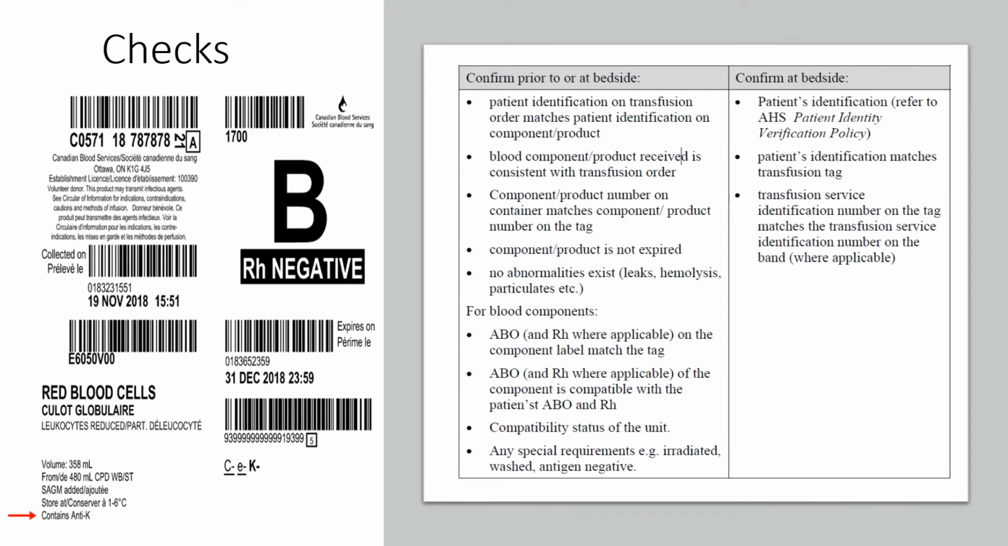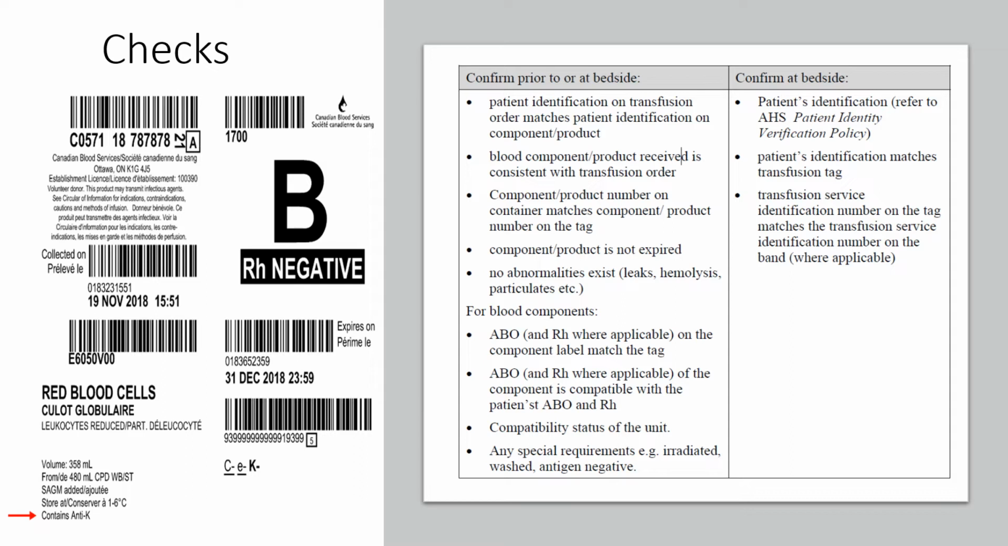Next, there are some checks that you need to do with the 2 healthcare providers. This is an important verification that prevents the complications of the transfusion reaction. The healthcare professional who is administering the transfusion must verify with a second nursing professional using verbal check. The blood component received is consistent with the transfusion order, meaning you compare your blood with the order, and the blood component or product is not expired.